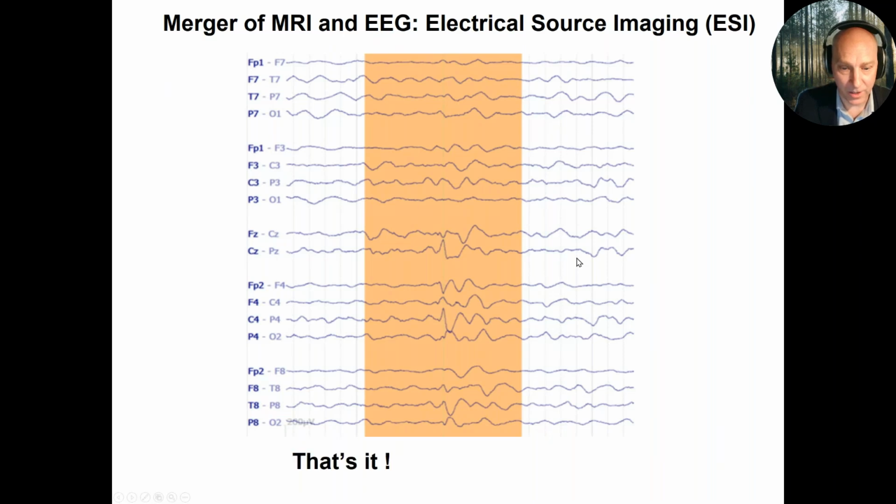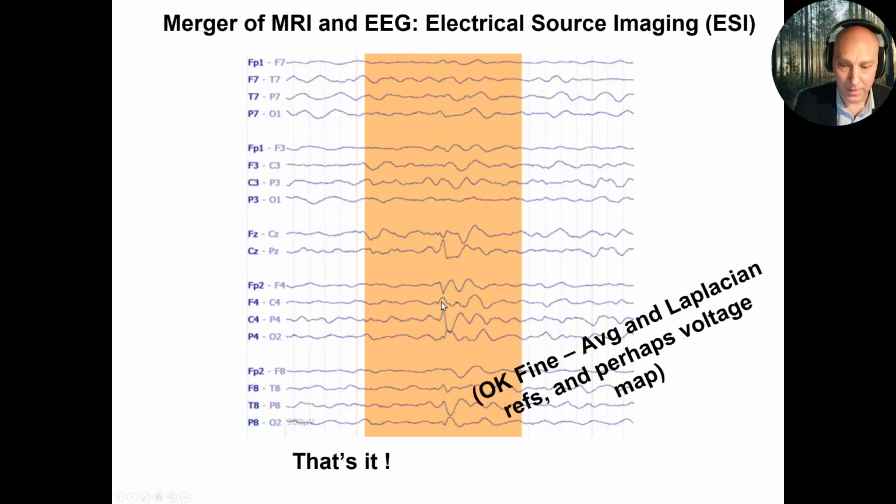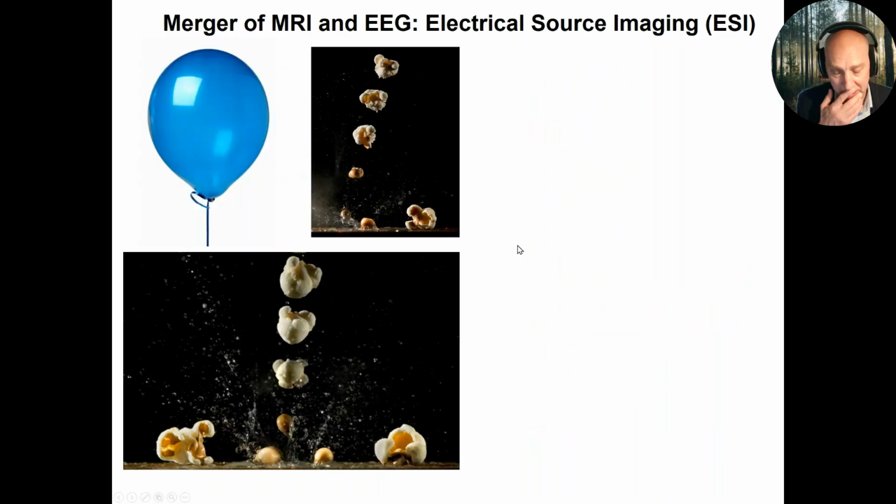And so the old days of localizing spikes was just looking at the EEG, and there's a phase reversal over F4, C4, and that would be the end of it. Okay, well, maybe there is an average that tells you a bit more, or maybe even a Laplacian reference, and perhaps a voltage map if you want to get really fancy. But source imaging is a much more sophisticated way of bringing EEG and structural images like MRI into the same space.